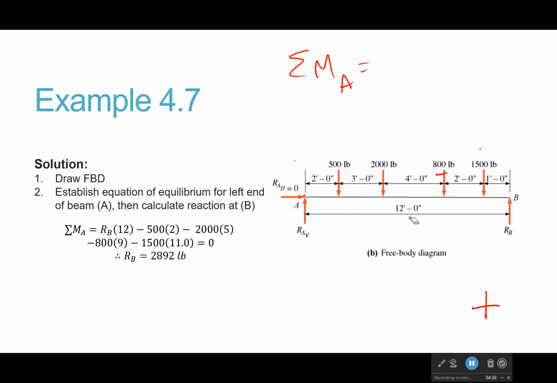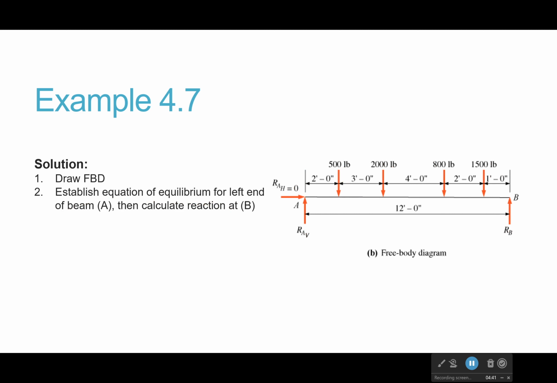And what do we get? Well, we get that our reaction force at B is 2,892 pounds. I'll let you plug that in your calculator. Be very careful with it, and you should get the same answer. Now that we have that, it's time to figure out what the reaction forces at A are. We already know what B is. There are two other equations I can use.